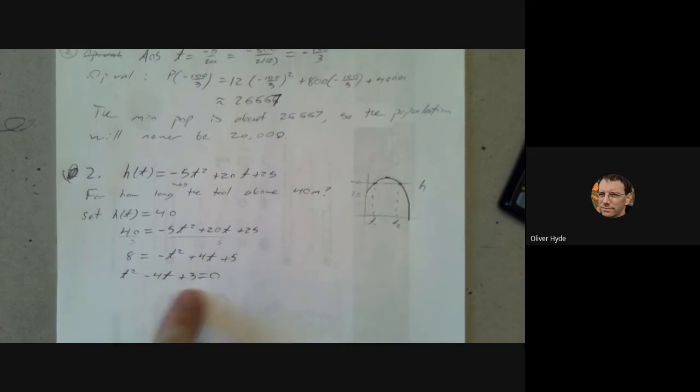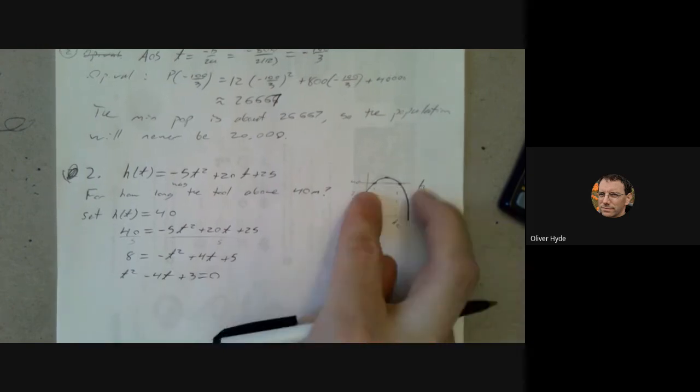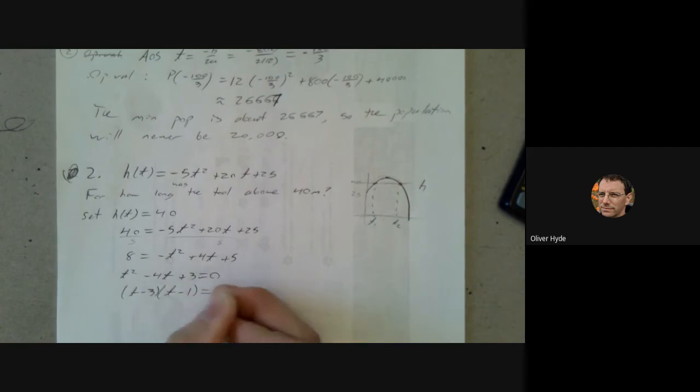Now I'm trying to solve this quadratic equation to figure out when the tool was at that height. The easiest way of solving quadratics that I should always try, because it's way faster when it works, is solving by factoring. And hey, look at that, it works out nicely. t equals 3 or t equals 1.